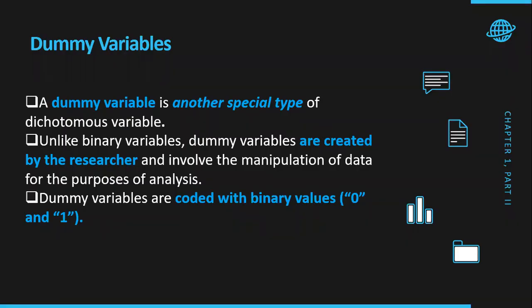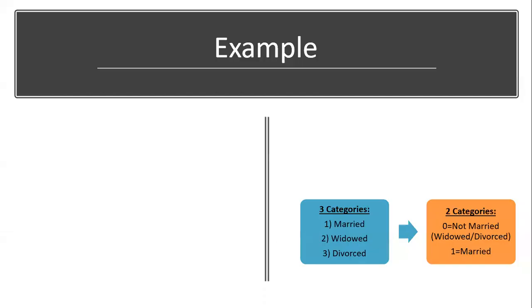A dummy variable is another special type of dichotomous variable. Unlike binary variables, dummy variables are created by the researcher and involve the manipulation of data for the purposes of analysis. Dummy variables are coded with binary values, which again are 0 and 1.